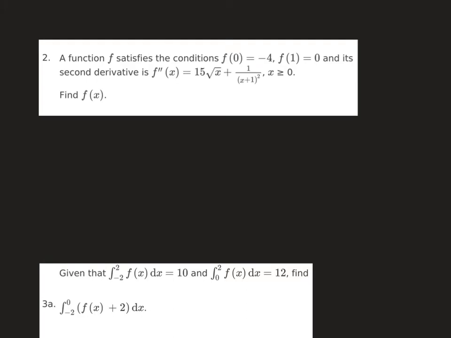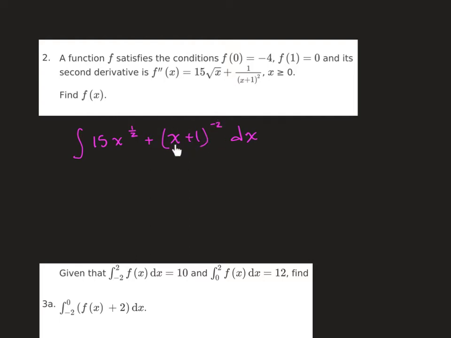Okay. Here we have a second derivative, and it wants the original function, so it's given us 2 starting values. First we need the antiderivative of 15x to the 1/2 plus (x plus 1) to the negative 2 dx. So I'm just going to find the antiderivative here, antiderivative here.